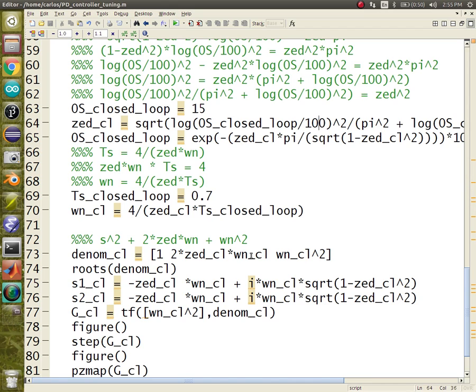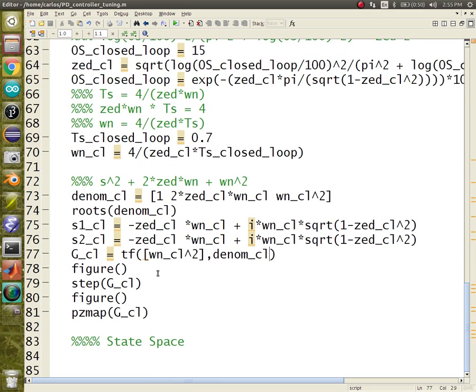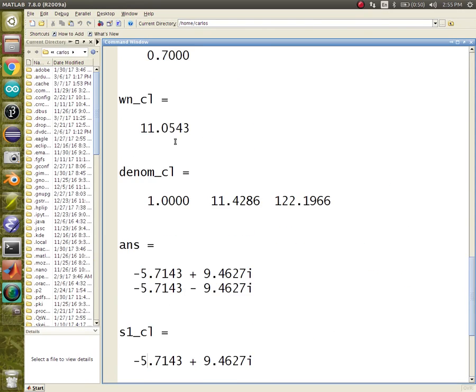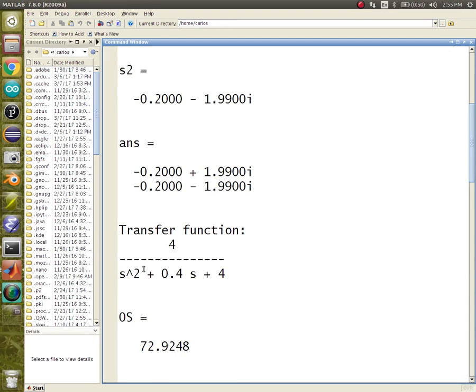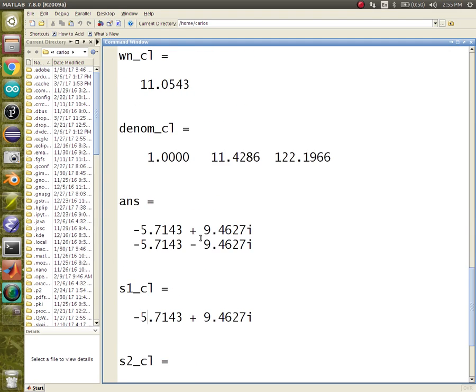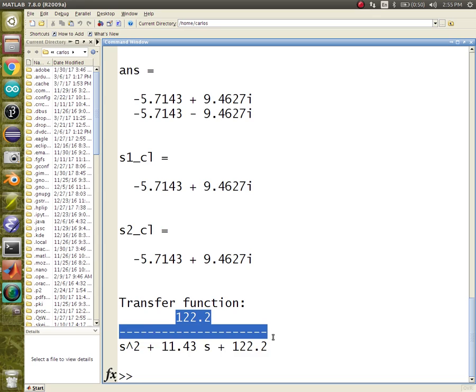Okay, I figured it out. I keep forgetting to put this underscore CL for all of these. Anyway, let's look at this. My open loop transfer function is s squared plus 0.4 s plus 4. My closed loop transfer function is 122.